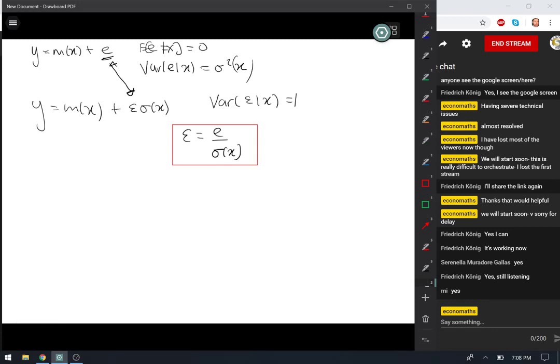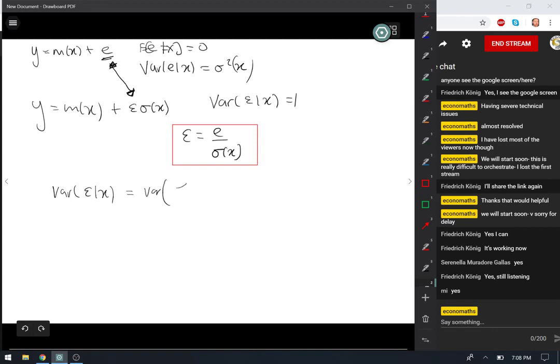So then all we've got to show now is that this epsilon, the thing that links the two, by definition has variance 1 conditional on x. Well, just plug it in. So we've got the variance of epsilon given x equals the variance of e divided by sigma x, given x.